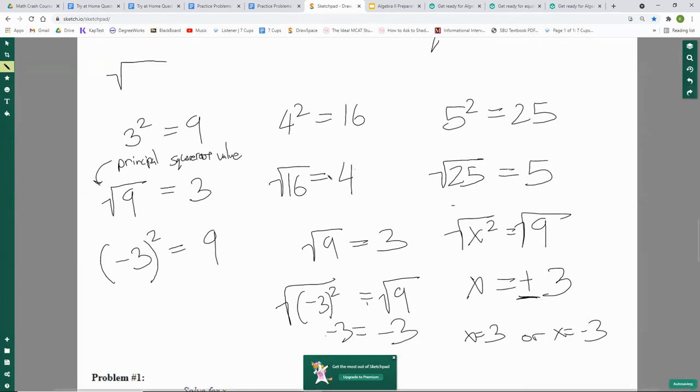So, quick refresher: if you see a problem that gives you the square root and it's the principal square root value, just know that you're going to be asking for a positive version of a positive number.